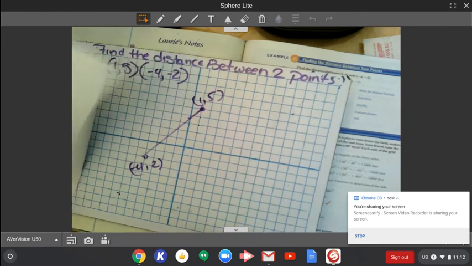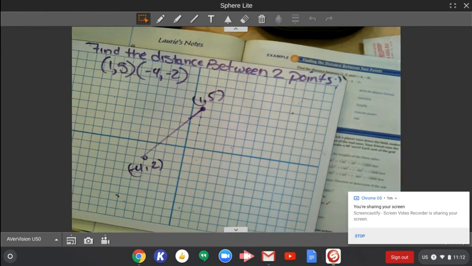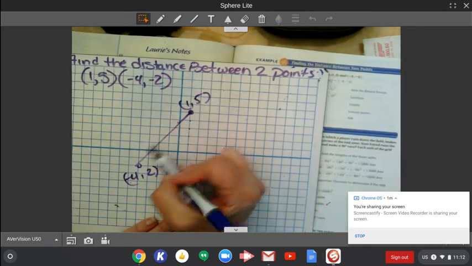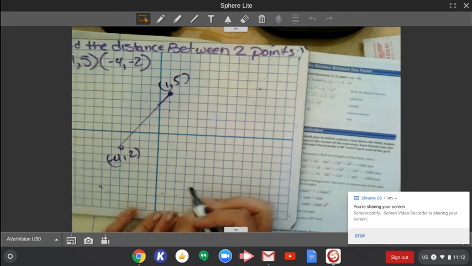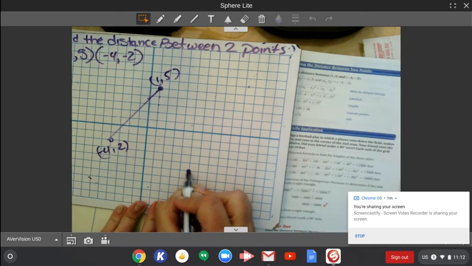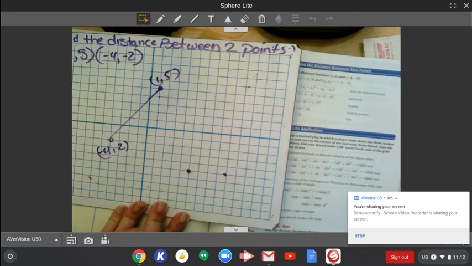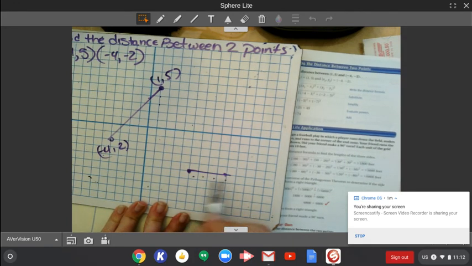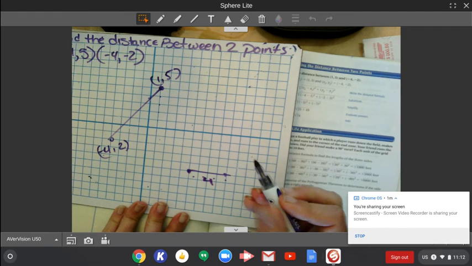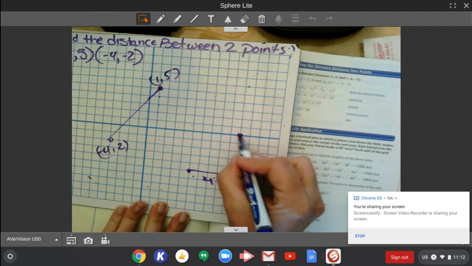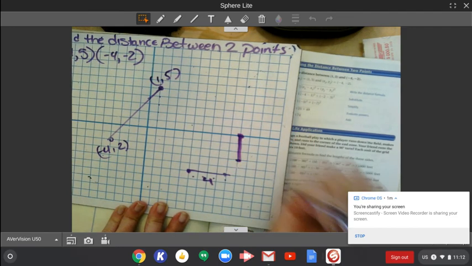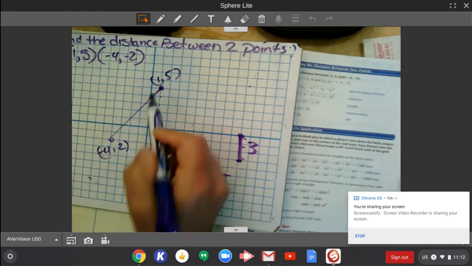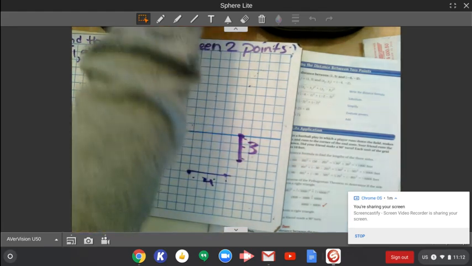Okay. Now, as you can see, this is a diagonal line. So I cannot count the boxes to see how long the line is. You can easily find the distance between 2 points on a horizontal line. You would simply count the boxes. This is 4 long. I can easily find the distance between 2 points on a vertical line. 1, 2, 3. Easy. The problem is you can't find the distance on a diagonal line.